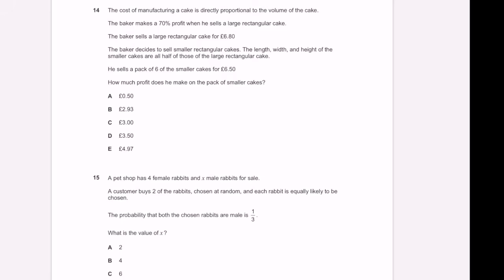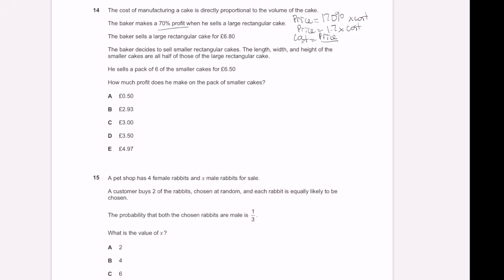Now there's a little bit of a trick with those over here. So if they make a 70% profit, that means that the price is going to be essentially 170% of the cost. So what does that mean? That it means that the price is going to be 1.7 times the cost. So this means that the cost will be the price.